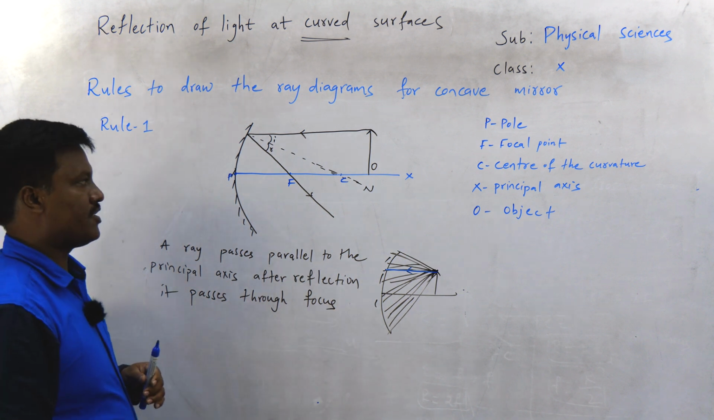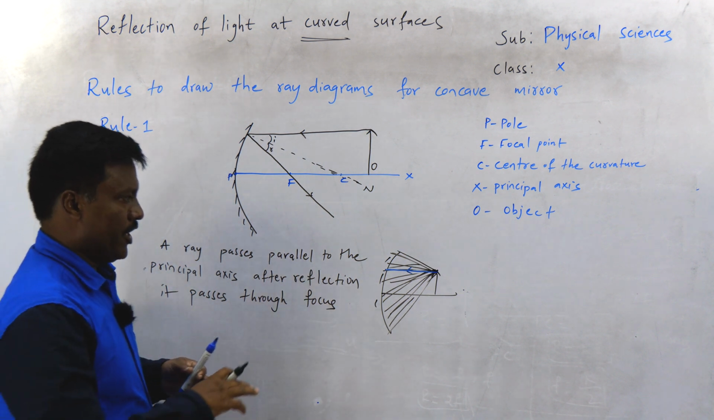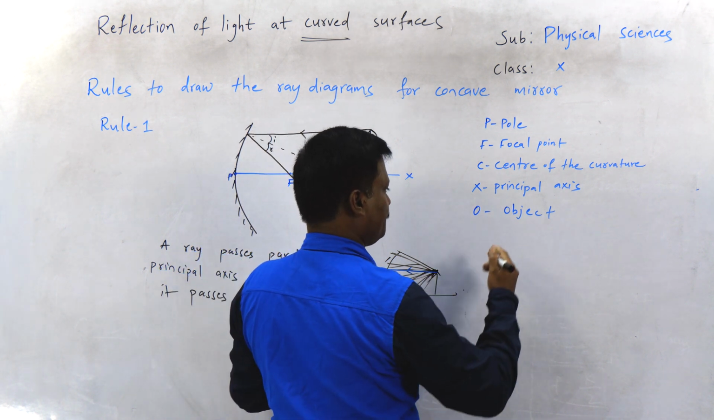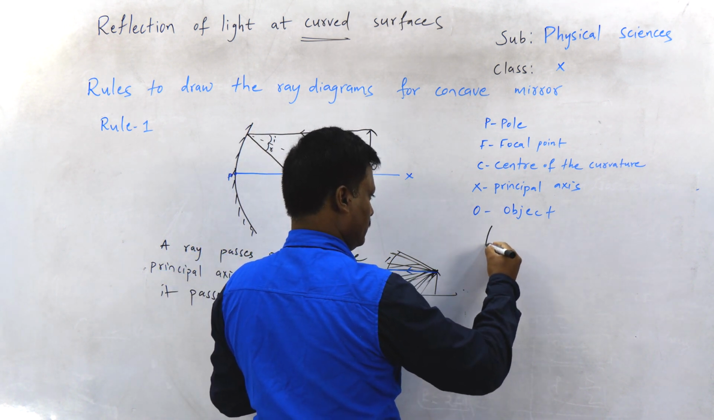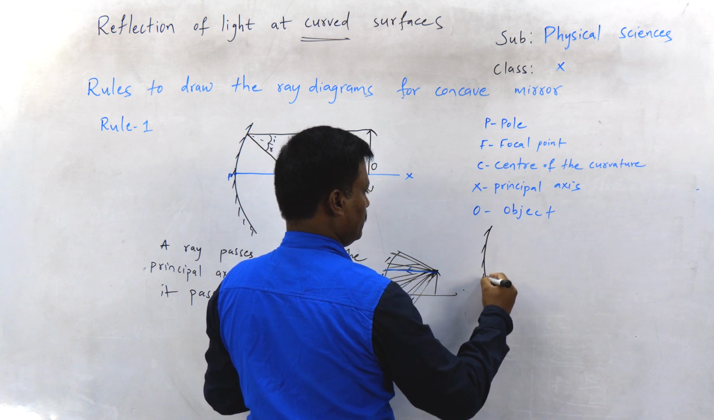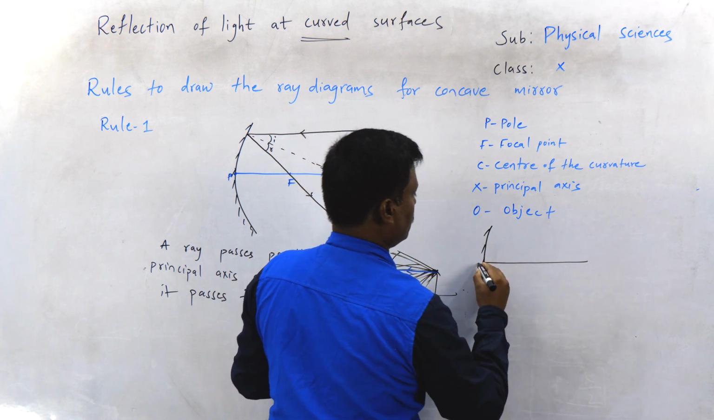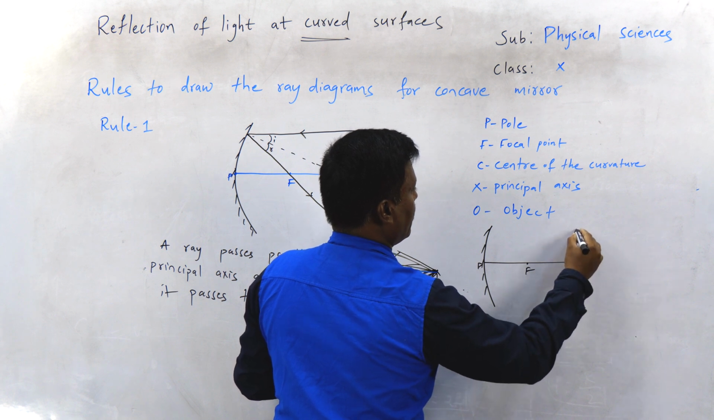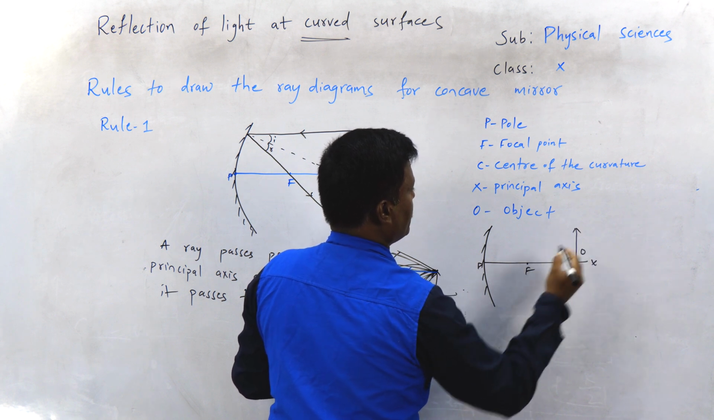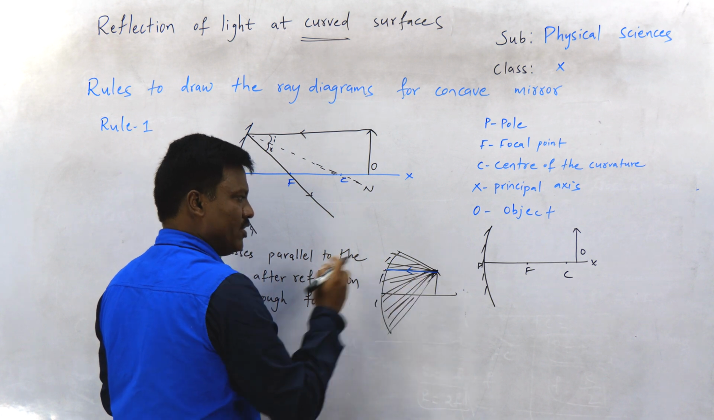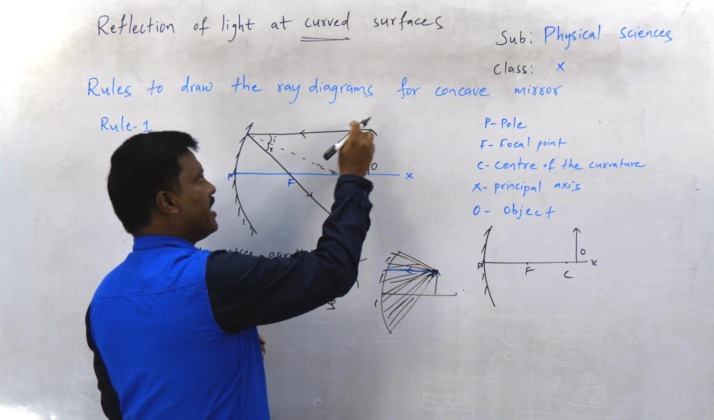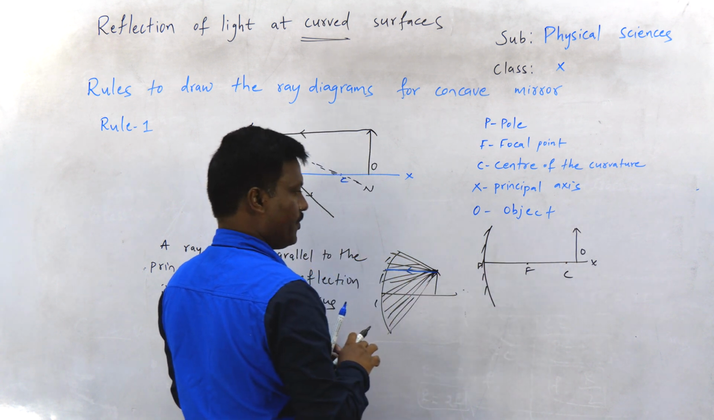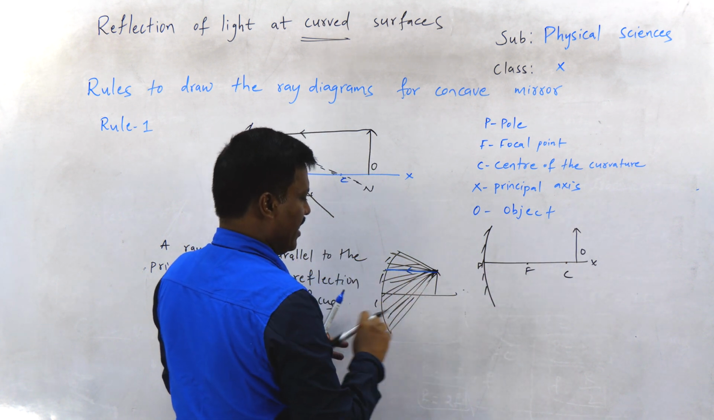A ray that passes through focus. So now we are going to talk about rule 2. Here I will draw the diagram. You know the denotation. Here the object is placed, this is the object. From this object many light rays are coming to incident. Previously we took the ray passing parallel. Now we are going to take the ray that passes through focus.